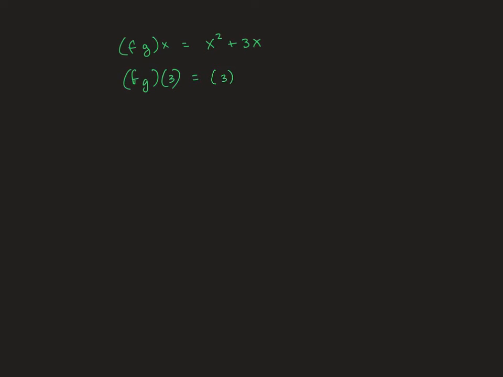Instead of x, I'm going to have 3 squared plus 3 times x, which is now 3. And that is going to give me f of g of 3 is going to be 9, right? 3 squared equals 9, plus 3 times 3 is 9, which is going to be 18. And that is going to be f times g of 3 is equal to 18.